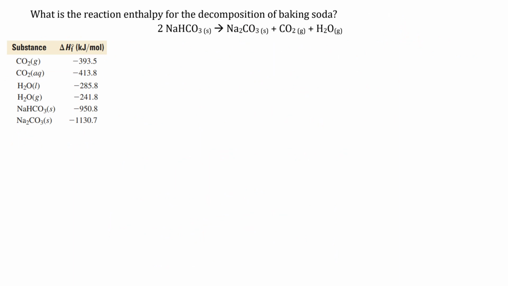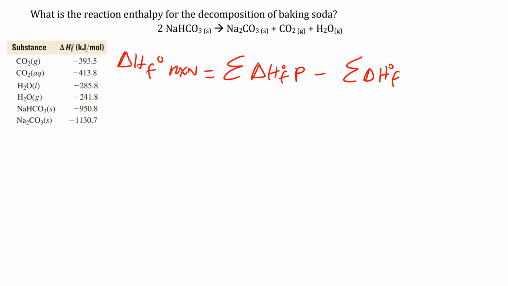What is the reaction enthalpy for the decomposition of baking soda? See our reaction. Based on the data we are provided, we're going to be using the delta H standard for this. So remember our reaction: delta H standard for the reaction equals the sum of the delta H standards of the products minus the sum of the delta H for the reactants. Our equation is balanced.